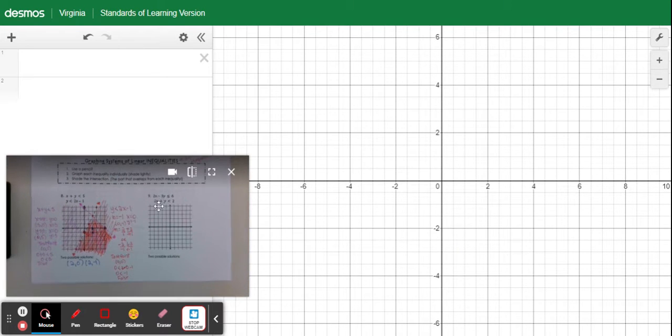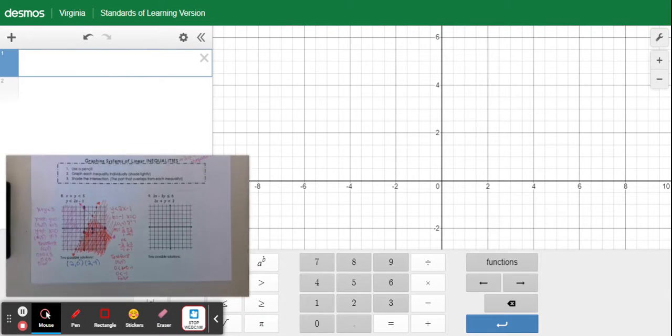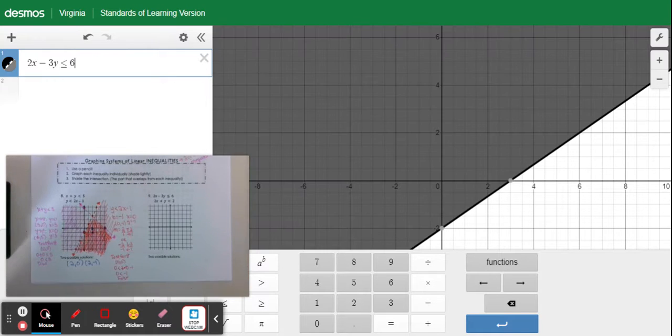So here we are in Desmos, and I am going to enter these two inequalities. The first inequality is 2x minus 3y is less than or equal to 6. I put less, and then the equal symbol, and that gives me the less than or equal symbol. So there's that inequality. Just note, this is a solid line. So this point right here, the x-intercept, 3, 0, is a solution to this inequality. The y-intercept, 0, -2, is also a solution.